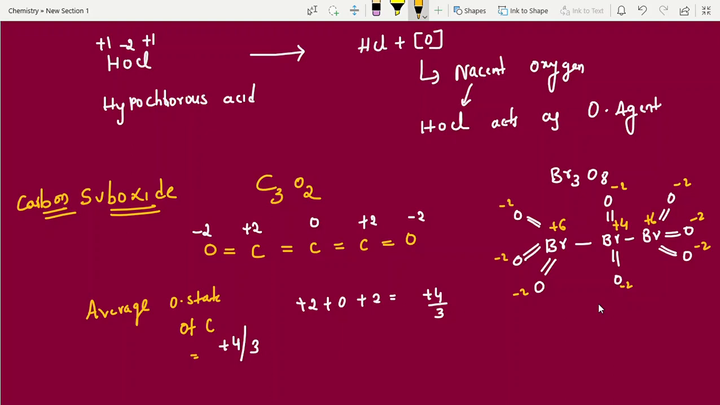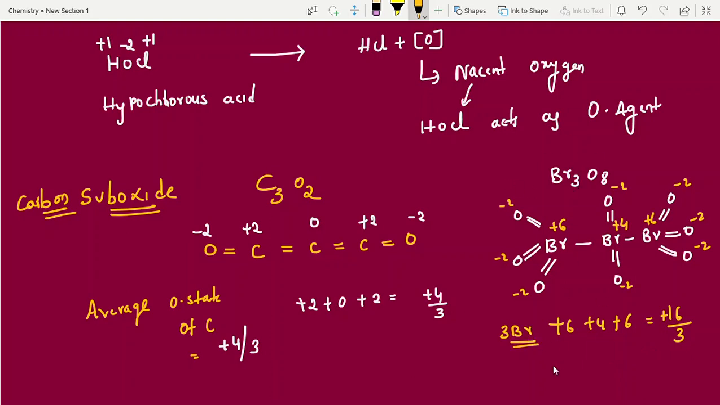So what is the average oxidation state here? Can you calculate the average oxidation state? Br3O8. How many? +6, +4, +6. Right? How much, students? 10 plus 16, 16 plus 16 by 3. 3 bromines. Clear? That's it. Or else you can go for our normal method also.